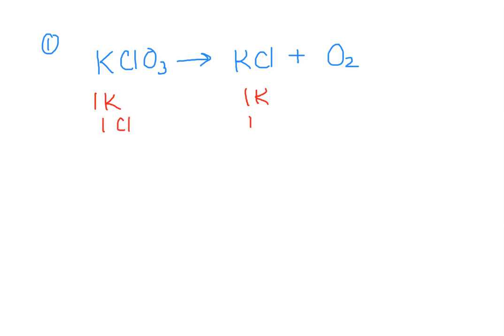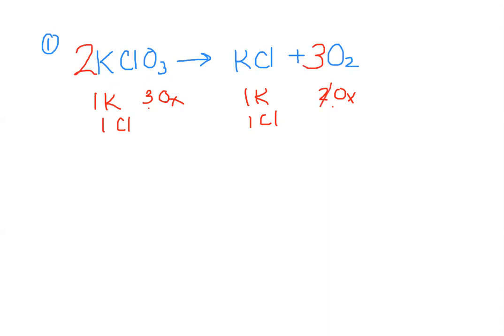Okay, KClO3 yields KCl plus O2. They've given you that. All you have to do is balance it. 1 K, 1 K. That's already balanced. 1 Cl, 1 Cl. That's balanced. Uh-oh, we got 3 oxygen and 2 oxygen. So what are we going to do? When we have a 3 and a 2, we've got to put a 2 in front of this one and a 3 in front of that one.